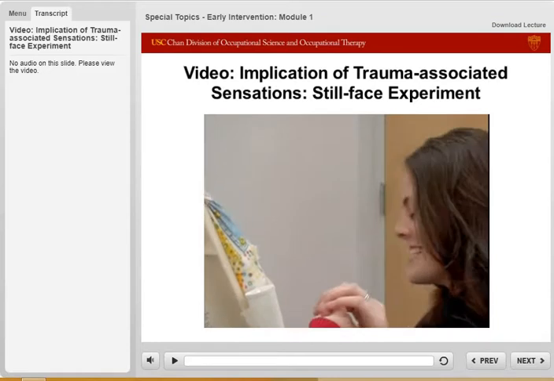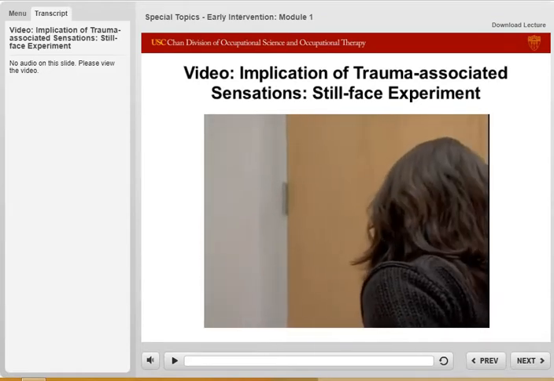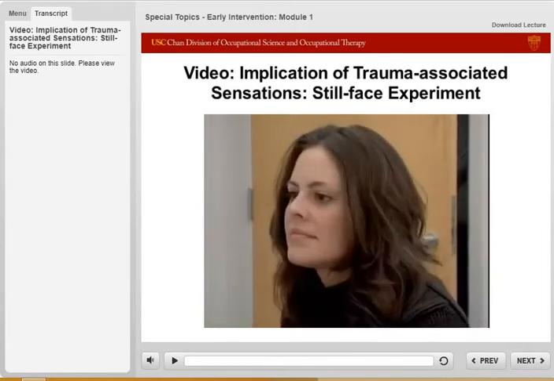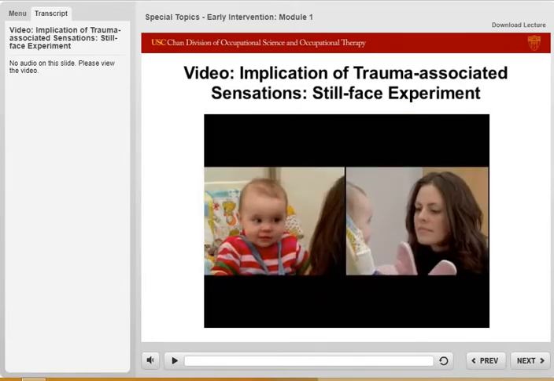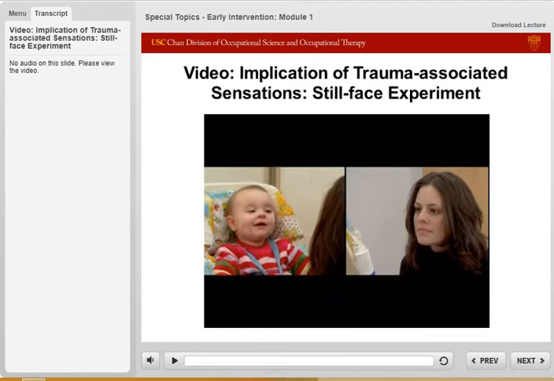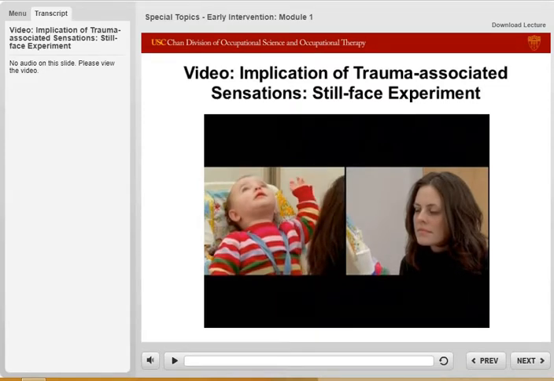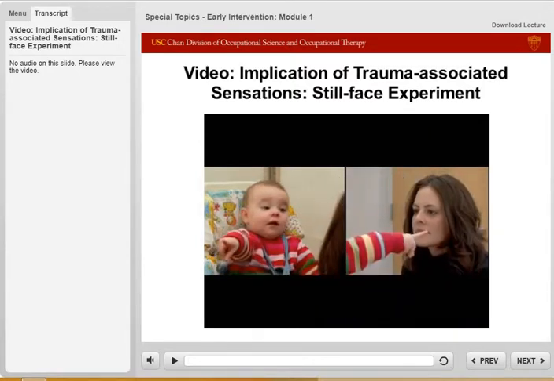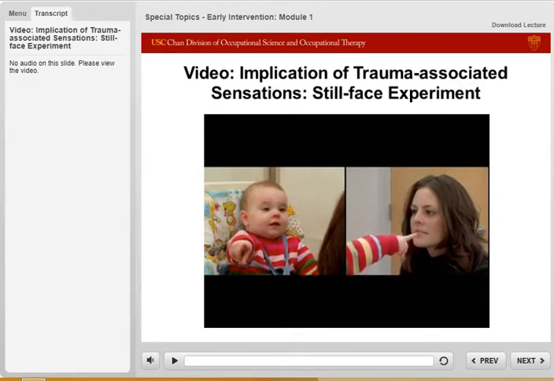And then we ask the mother to not respond to the baby. The baby very quickly picks up on this. And then she uses all of her abilities to try and get the mother back. She smiles at the mother. She points because she's used to the mother looking where she points.